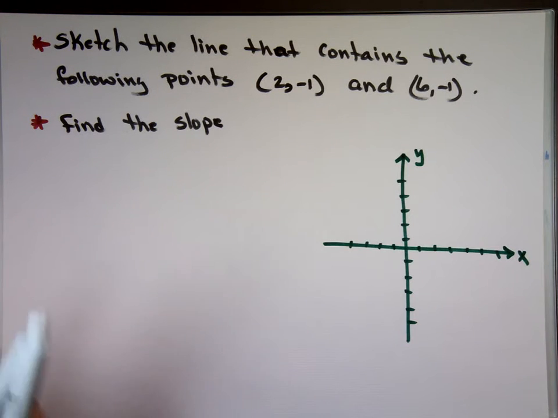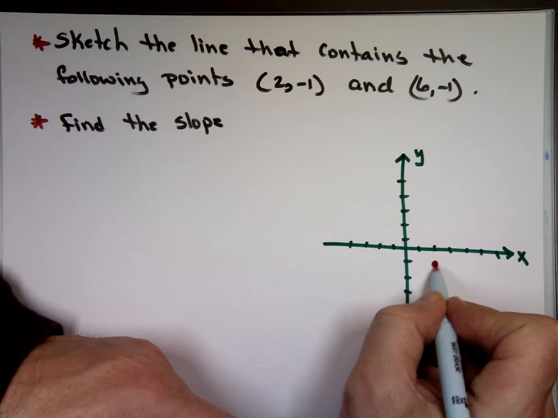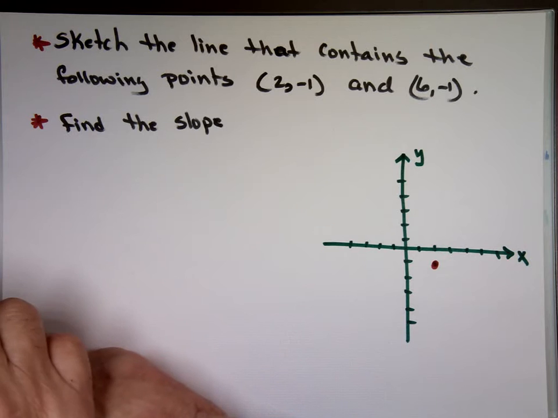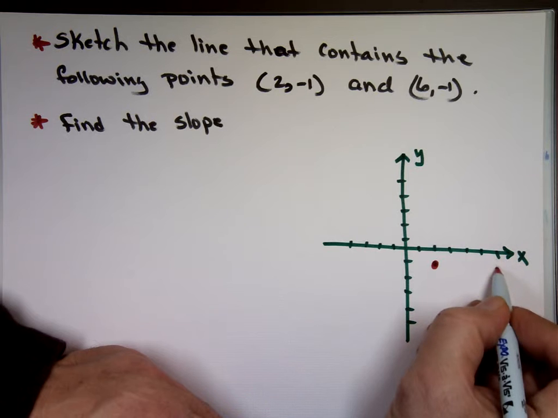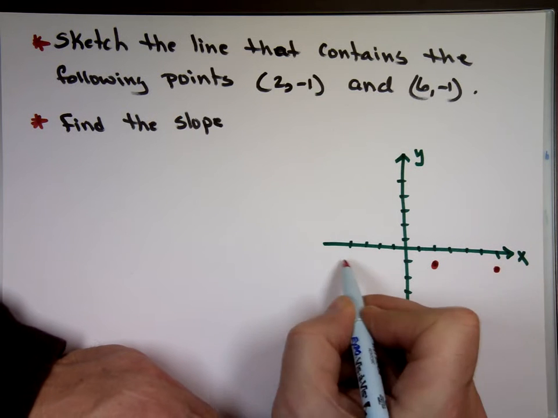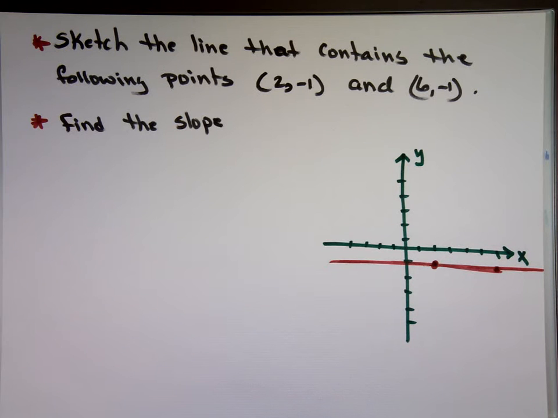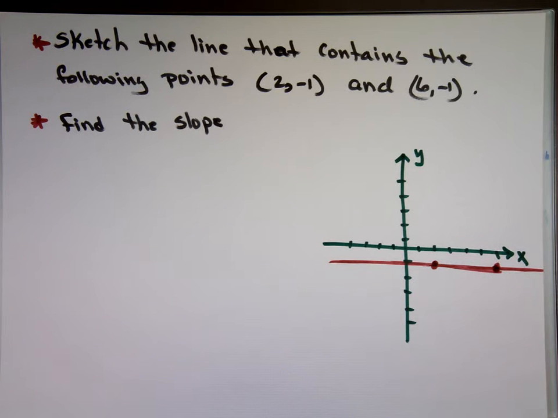What is the first point? 2 and negative 1, right? That's down here. 2 and negative 1. Go 2 to the right, 1 down. And the next point is what? 6 and negative 1. 1, 2, 3, 4, 5, 6 and negative 1. And when you connect the 2 points, that's where your graph is. Horizontal. There's the other point here. So I know my slope should be 0, but let's see if it is 0.